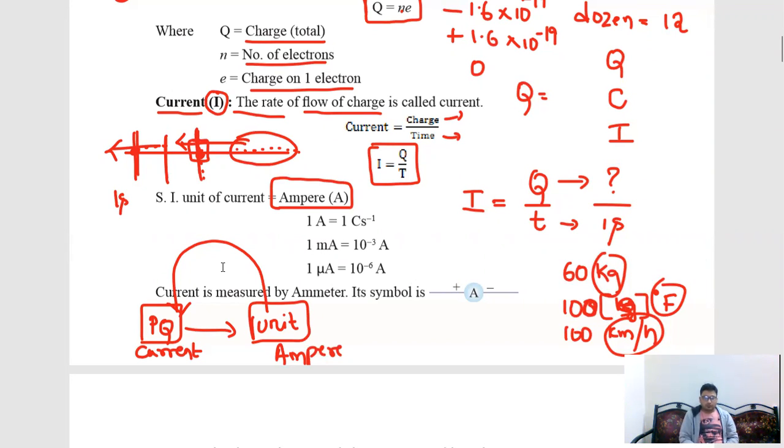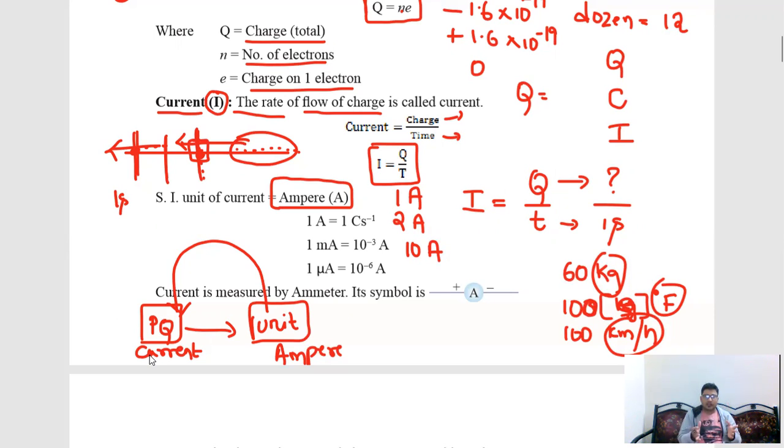Now, this ampere is a scientist's name, so we should not use the plural. Whenever you see 1A, you have to say it is 1 ampere. Whenever you see 2A, don't say 2 amperes. Instead of that, you can say 2 ampere of current. If you see 10A, you can say 10 ampere of current. Don't say 10 amperes.